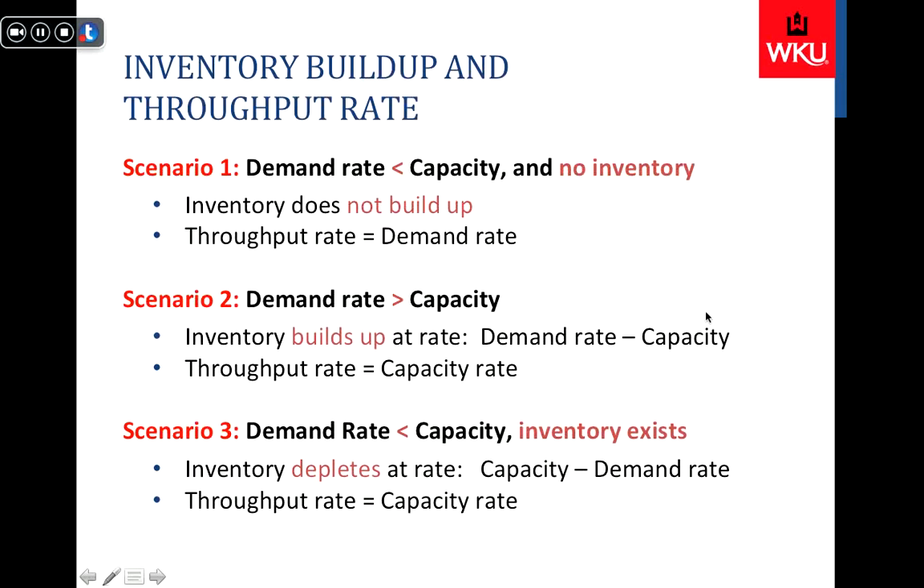The third scenario is the demand rate is less than capacity and you have inventory. In this case, again, the inventory depletes at a rate of capacity minus demand rate, but the throughput rate here, it's important, will be equal to capacity rate because the leftover capacity will be used to deplete the inventory. So our system is going to work with full force. So the throughput rate is going to be equal to capacity rate. Okay?